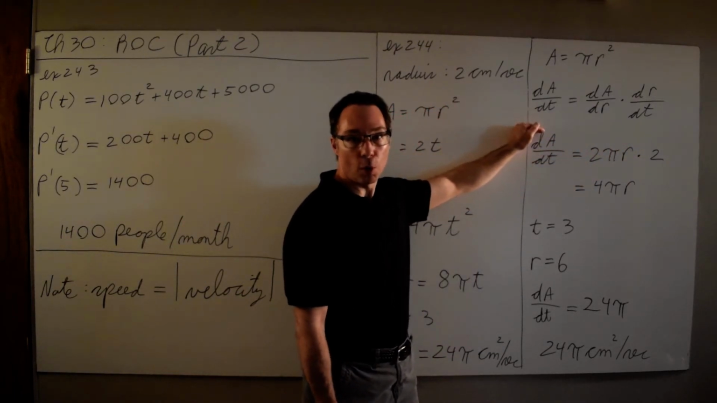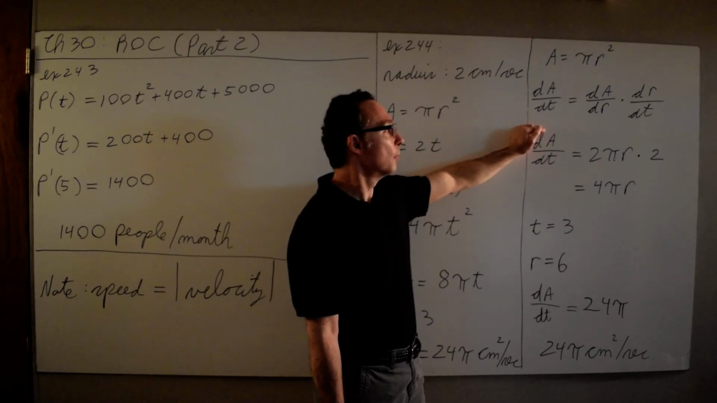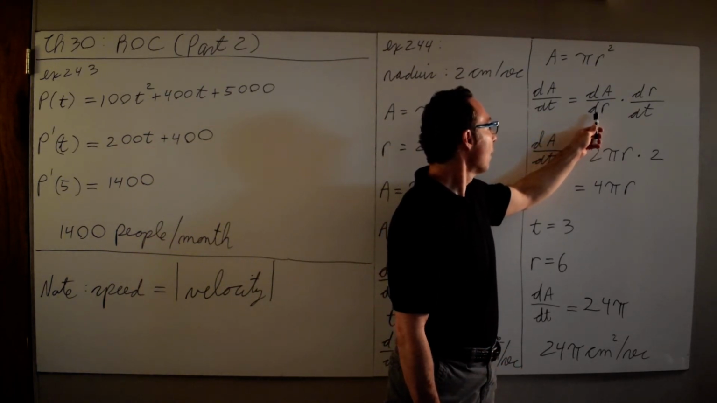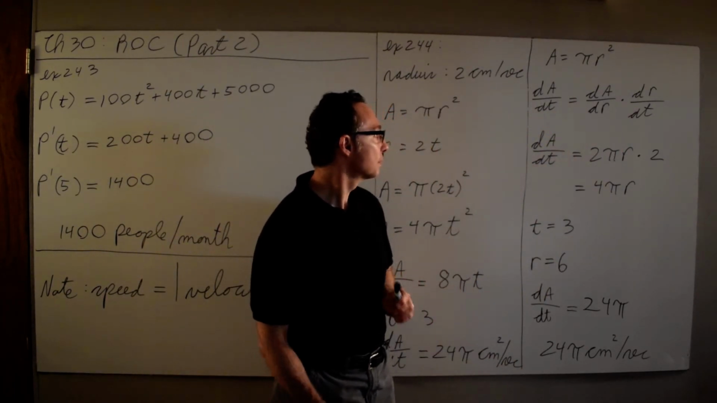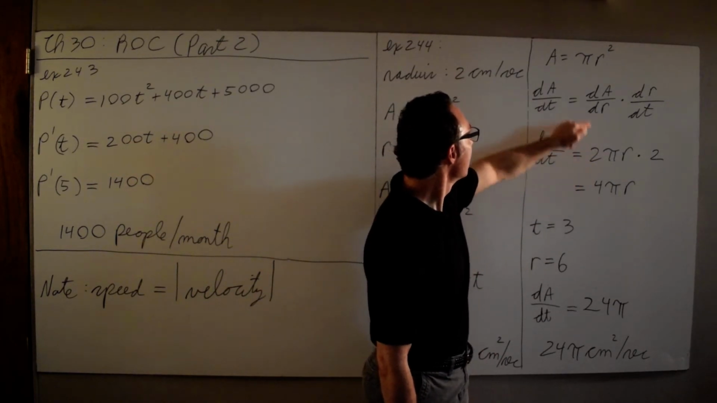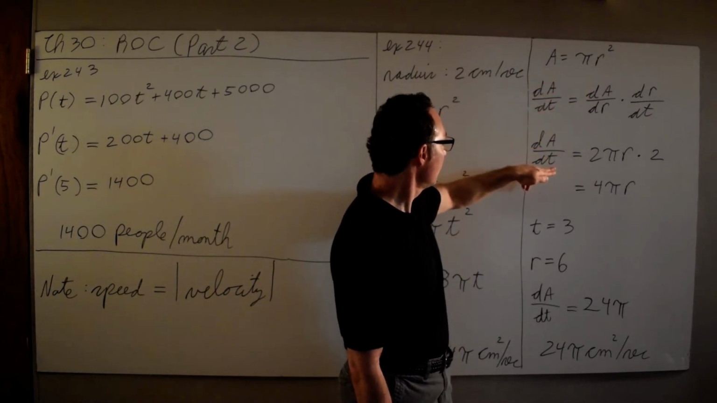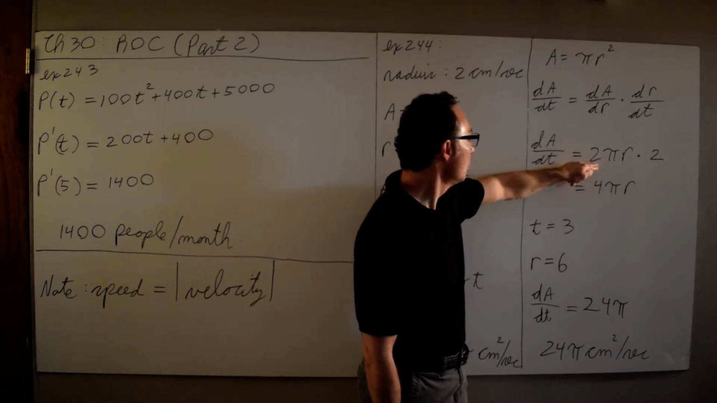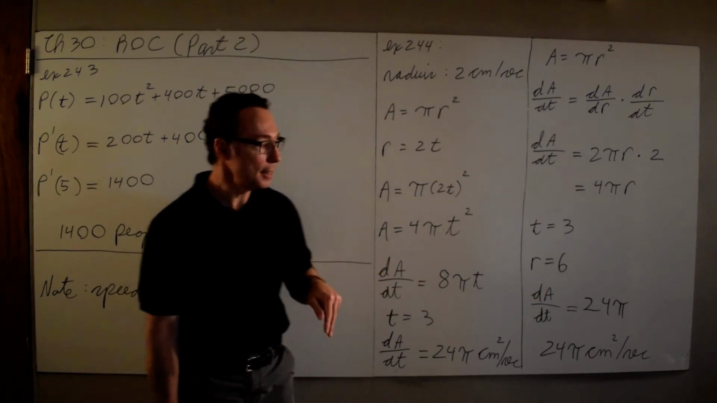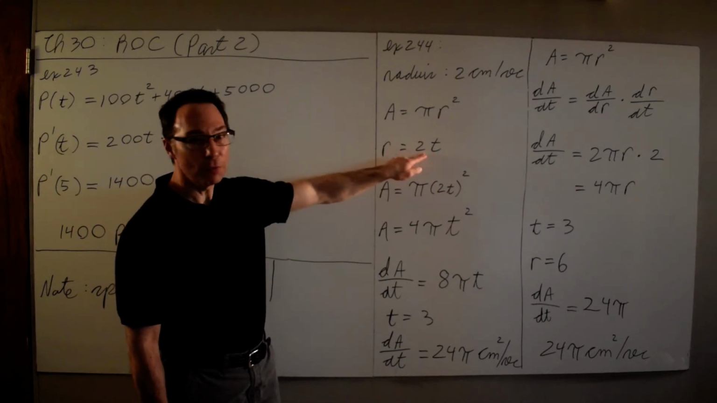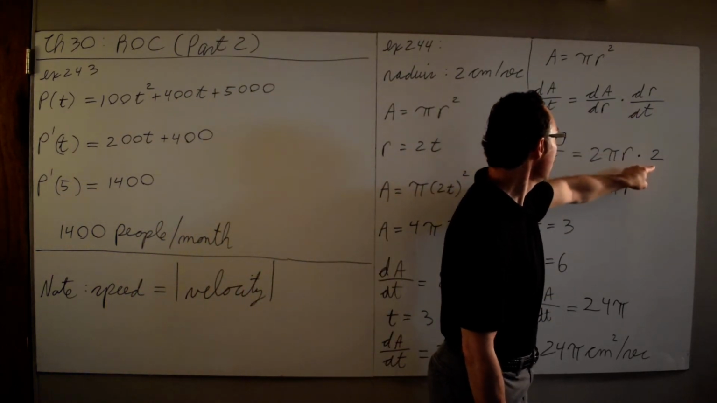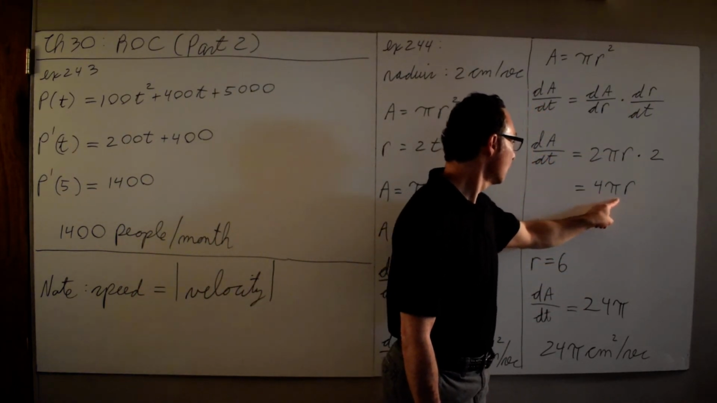We'll be a little bit more comfortable with this, hopefully, when we get to related rates. So here we have dA/dt is dA/dr times dr/dt. dA/dr, because A is pi r squared, the derivative of A with respect to r is 2 pi r. What is the derivative of r with respect to t? Since r is 2t, the derivative of r with respect to t is 2. So the dr/dt is 2. So we write this as 4 pi r.